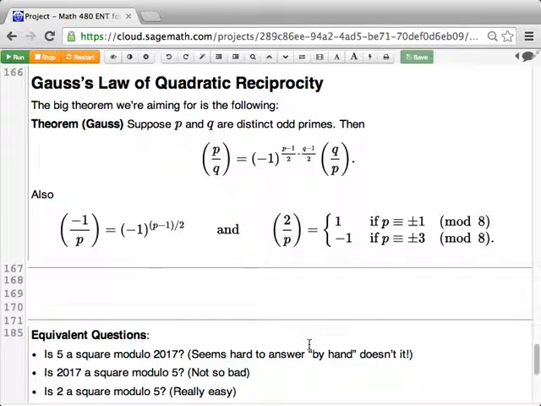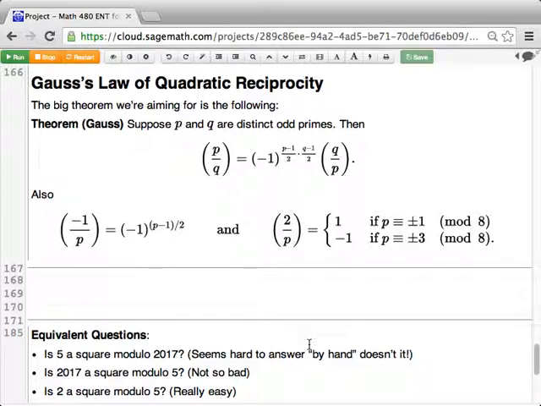So if you wanted to put this one on the other side, so it's the symbol q over p times the symbol p over q is -1 to the (p-1)/2 times (q-1)/2. That's of course equivalent, since you can multiply both sides by -1 and it doesn't change anything. So there's lots of ways of rewriting it. And by the way, there's some extra things. So whether or not -1 is a square mod p, there's a simple formula for that. And whether or not 2 is a square mod p, there's also a simple formula for that.